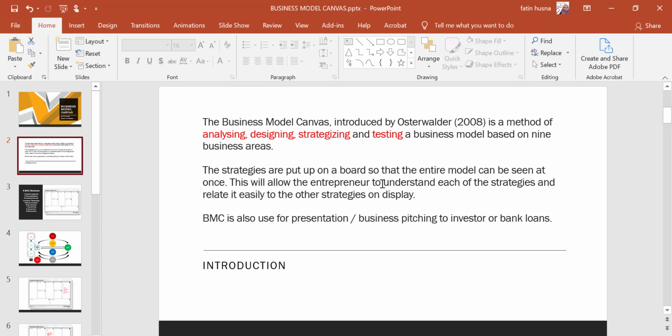BMC can also be used for presentations or business pitching to any investor who wants to invest in your company, or if you want to apply for a bank loan, or any kind of scheme, or scholarship, something like that. So basically BMC can be used for presentations that simplify your business idea overall.